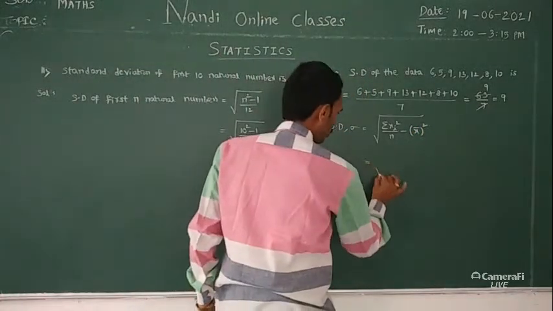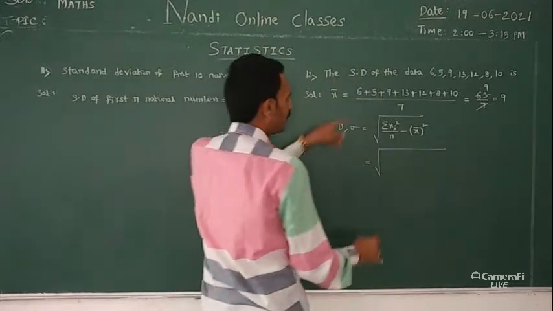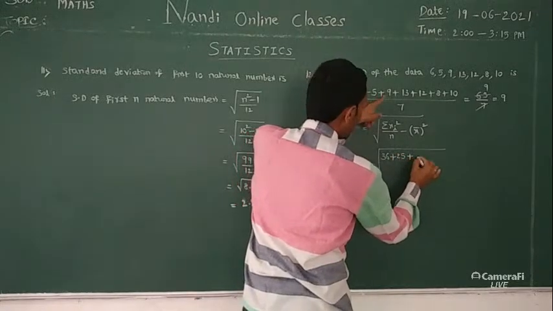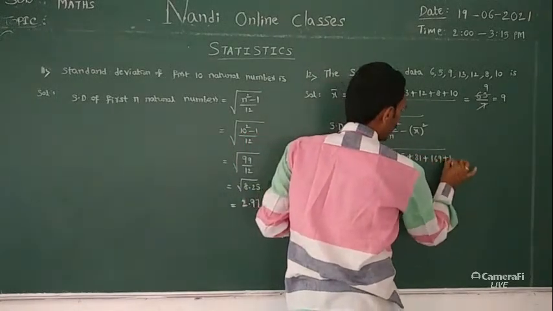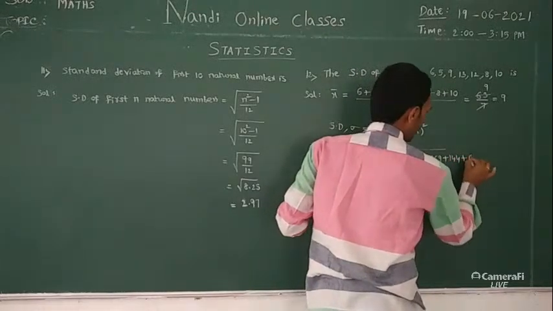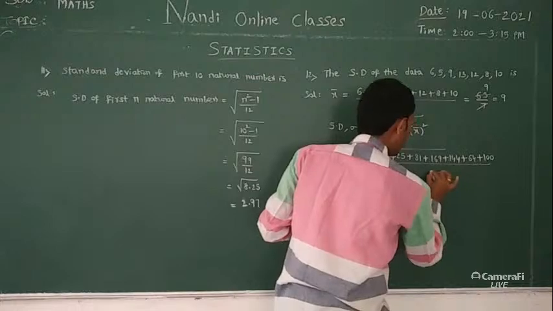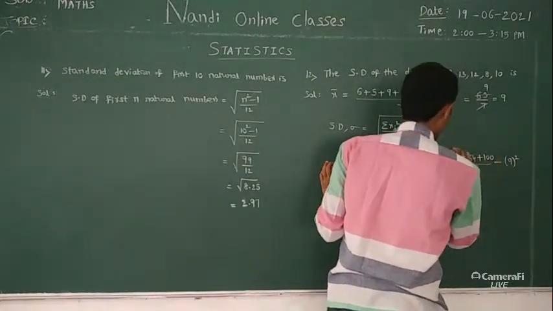It is equal to root of xi square, observation squares: 6 square 36, 5 square 25, 9 square 81, 13 square 169, 12 square 144, 8 square 64, 10 square 100, divided by the number of observations, which is 7, minus 9, the mean, whole square.